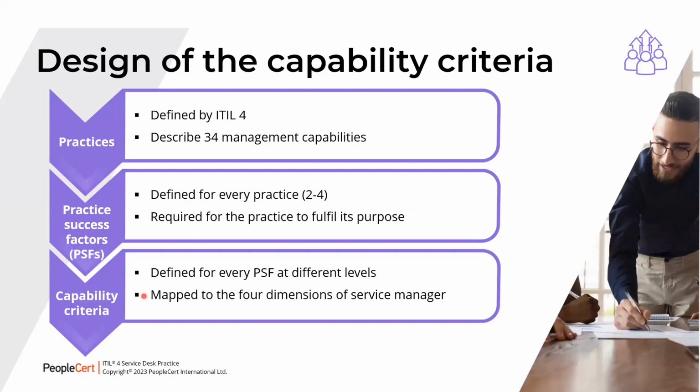So therefore, the approach results in every practice having several capability criteria based on the practice PSFs and mapped to the 4 dimensions of service management. The number of criteria at each level differs. The 4 dimensions are covered starting from level 3. So this level typically has more criteria than the other levels, such as level 2, which has much less criteria.